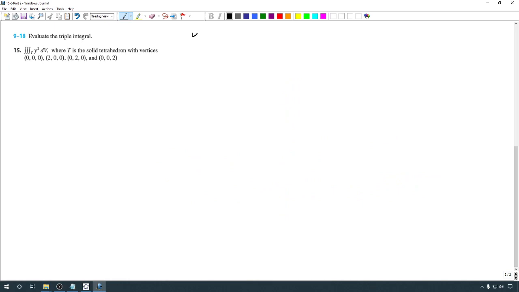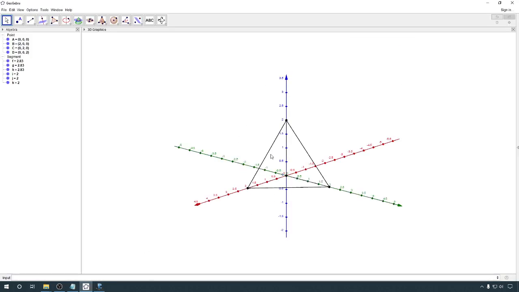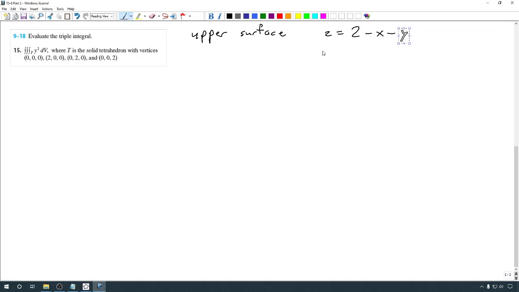So you could say the upper surface is z equals, in this particular case, 2 minus x minus y. That's the plane that we actually have here. Our lower surface is just z equals 0.